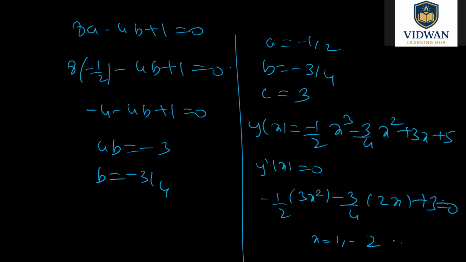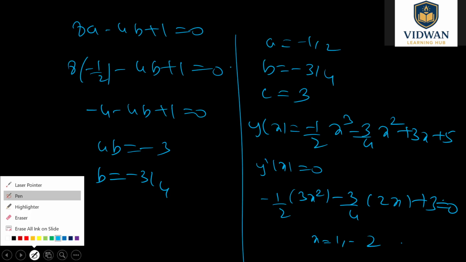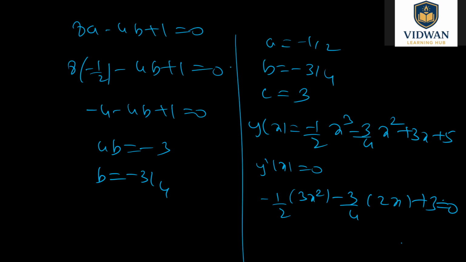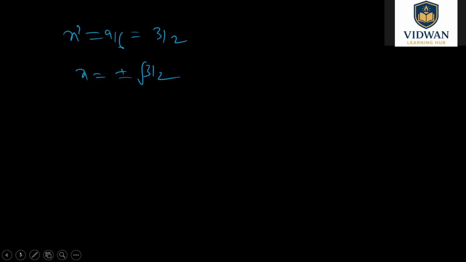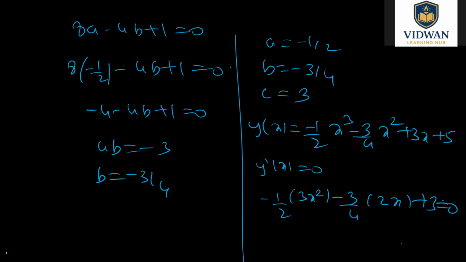Just check once. Once you get these values, you have to check the sign of the derivative in the neighborhood of this. So let me write one more additional step here. So what are the factors? Minus 3 by 2 x square, minus 3 by 2 x plus 3. Okay, so this is y dash x. And when you equate it with 0, you're going to get x equal to 1 and minus 2.